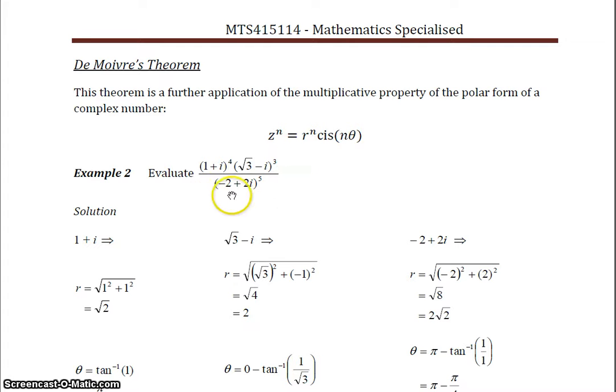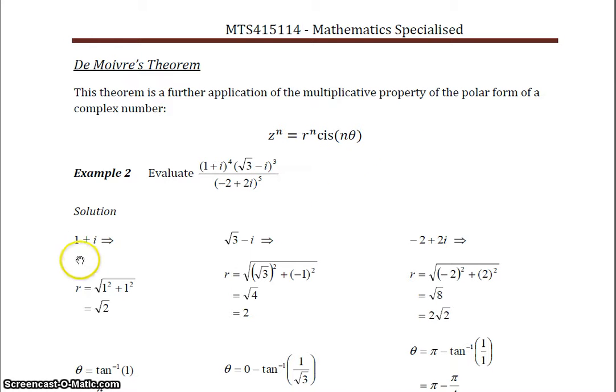So let's look at the next example. What we've got here is given, not in polar form but in rectangular form, these three complex numbers, each of them being raised to different powers. So what we're going to do first of all is consider each of them separately and put them into polar form, and then use De Moivre's theorem.